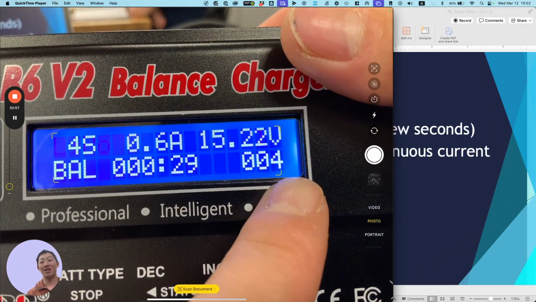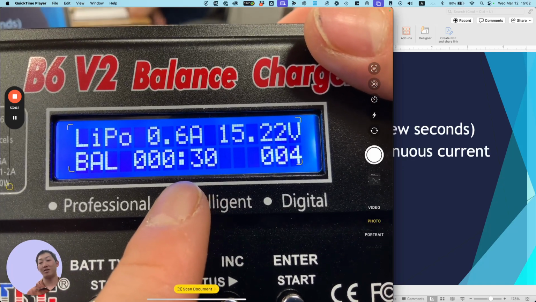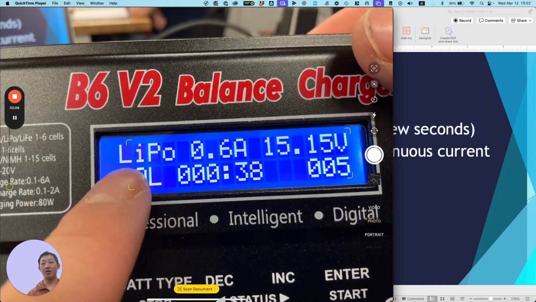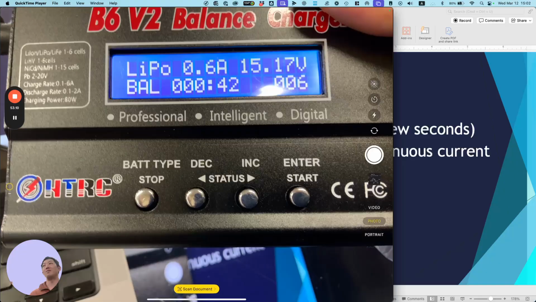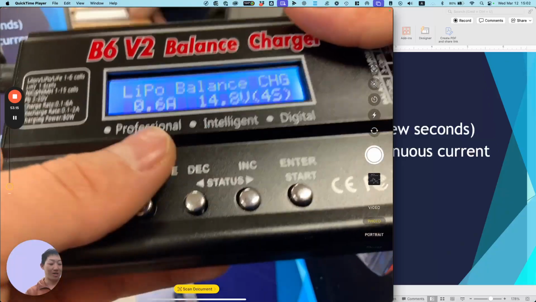So this is going to climb up. This is the elapsed time, 30 seconds so far. And then this is the mode, and that's the chemistry as well as the number of cells. It will stop on its own. It'll beep at you when it's done. I'm going to just press stop, and we're going to stop it.